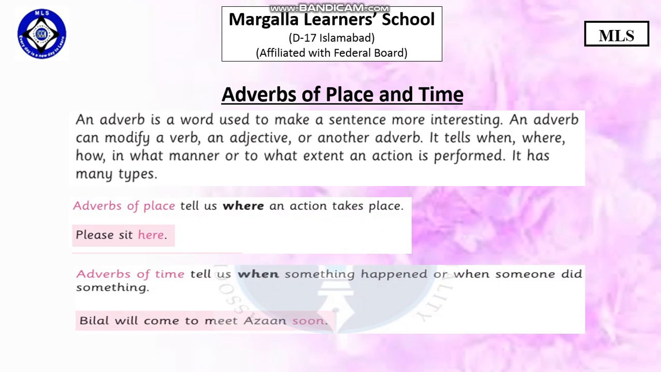Let's come to the second type, which is adverbs of time. It tells us when something happened or when someone did something. For example, Bilal will come to meet Azan soon. Now it is actually telling the time when something will happen, or when Bilal and Azan will meet. Similarly, read all of the other examples by yourself.